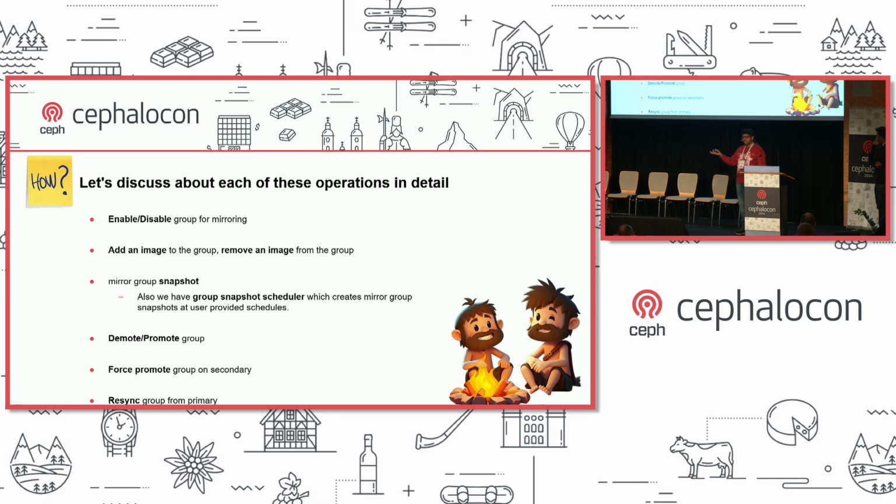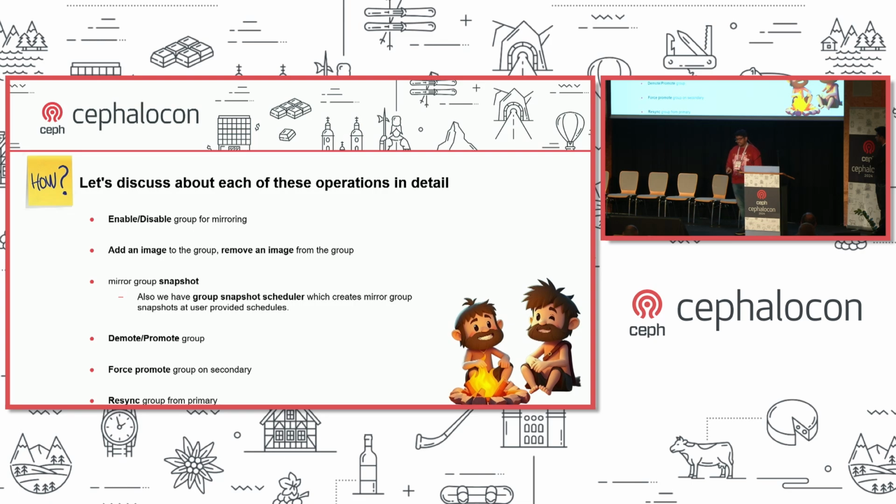So primary promoting a group is kind of like marking a group as primary. A force promote group is performed on the secondary. This is for an actual disaster scenario, when there is no primary at all and you have no other choice. If you want to migrate your workloads to the secondary, you will be able to do that with force promote. Caveat, there is a bit of data loss because there will be no demote snapshot transfer to the secondary in this particular case.